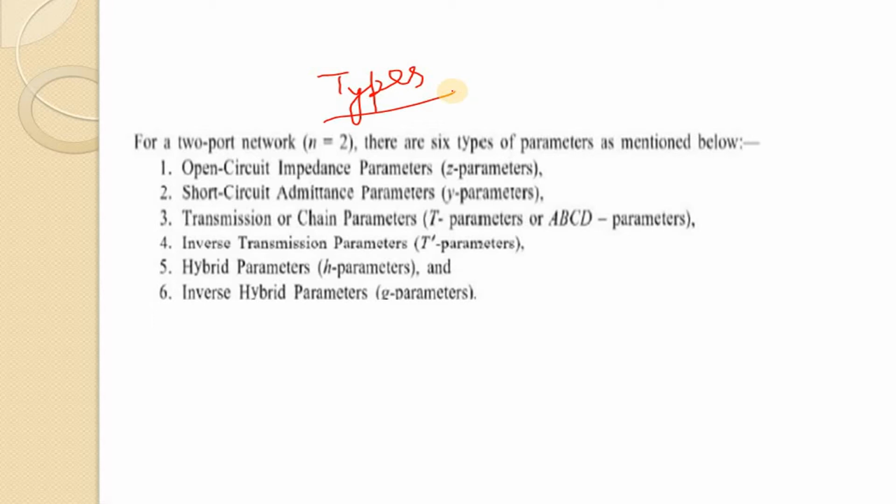According to the MAKAUT syllabus, the inverse transmission parameters and the inverse hybrid parameters are not included. That means we will learn about Z parameters, Y parameters, ABCD parameters or transmission parameters, and then H parameters. These four parameters we will basically learn, which are included in the MAKAUT curriculum.